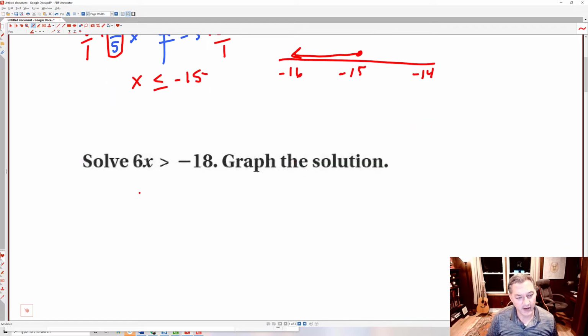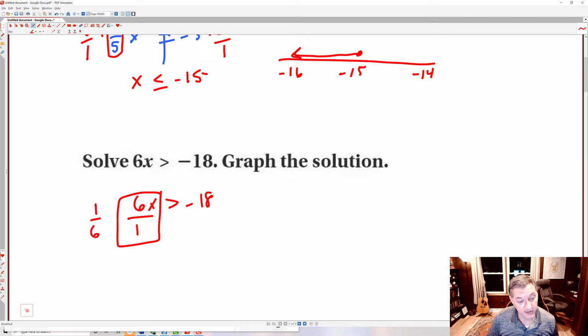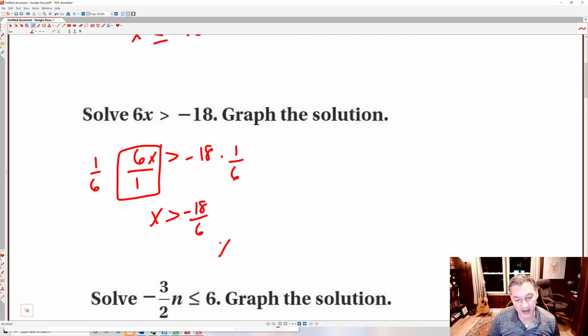For this one here, I'm going to rewrite it. So I'll have 6x is greater than negative 18. Again, this is 6 over 1. I box the coefficient, do the reciprocal, 1 over 6. Notice that the thing that I boxed is positive, so the sign stays the same. I multiply this by 1 over 6, and I have x is greater than negative 18 times 1 is negative 18 over 6. I can rewrite that, of course, as x is greater than negative 3.